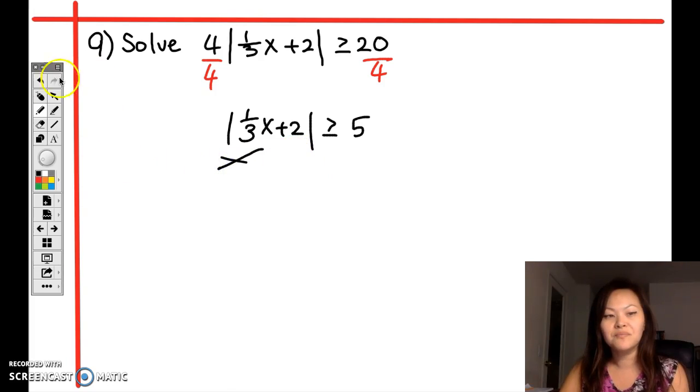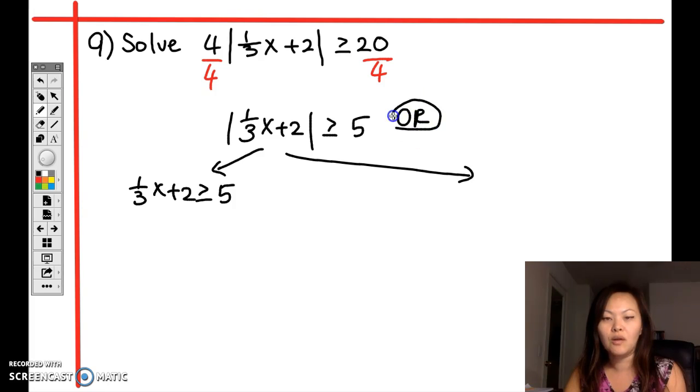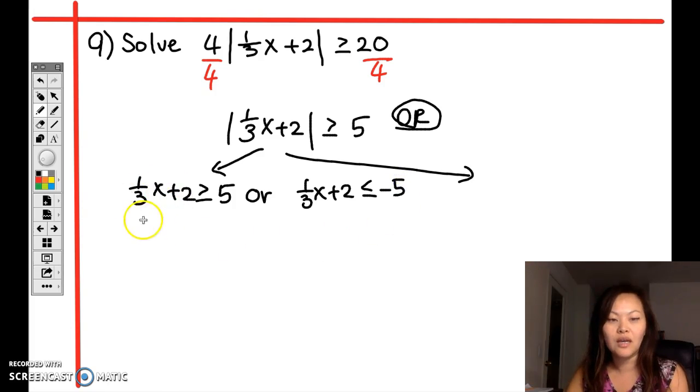Now we're going to split this into two separate cases. So I'm going to have 1 over 3x plus 2 is equal to or greater than 5. Because the absolute value is greater than a number, this is an OR inequality. So OR 1 over 3x plus 2, and then switch the inequality, and the 5 has to turn into a negative 5. From here it is self-explanatory. Subtract the 2, so 1 over 3x is equal to or greater than 3.